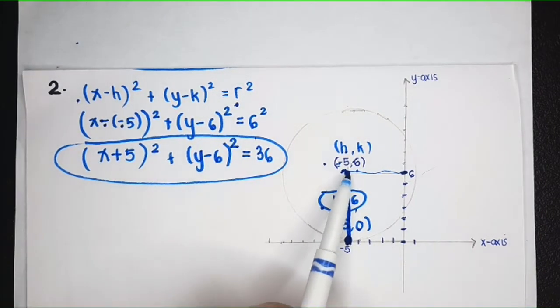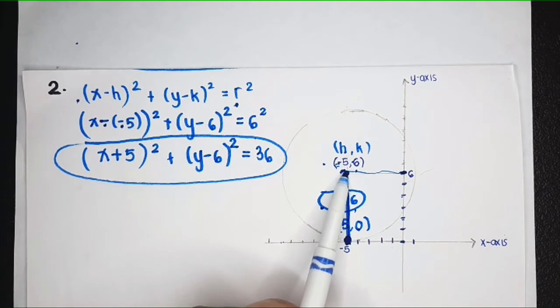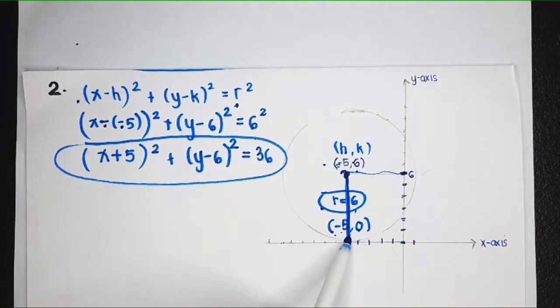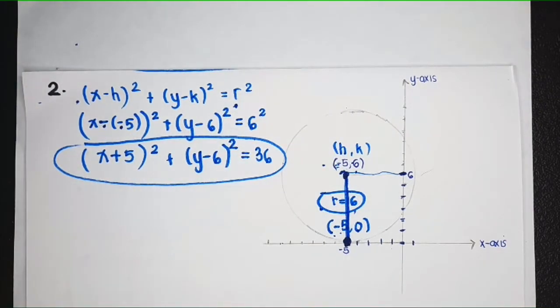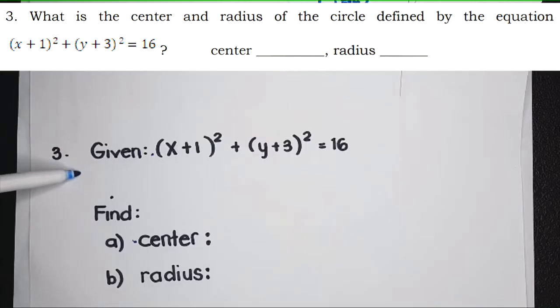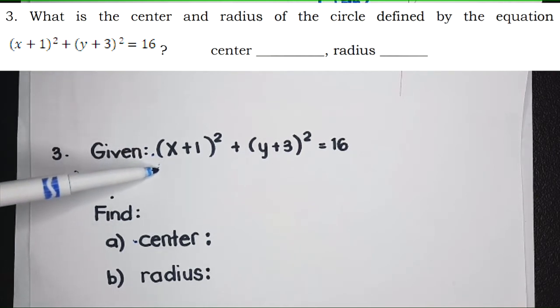Of the circle with center negative 5, 6, and tangent to the x-axis at this point. Okay? So, again, to better answer this number, you have to make a sketch of the circle. It should touch the x-axis at exactly 1 point. Anong tawag dito? This is the point of tangency.